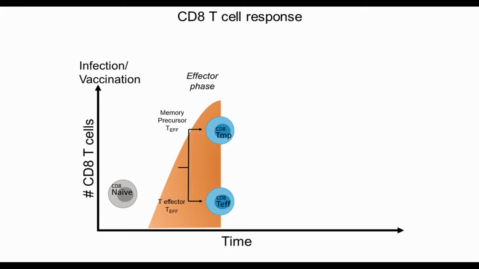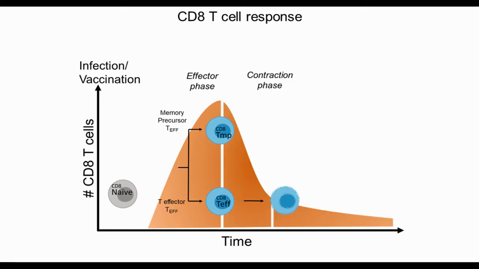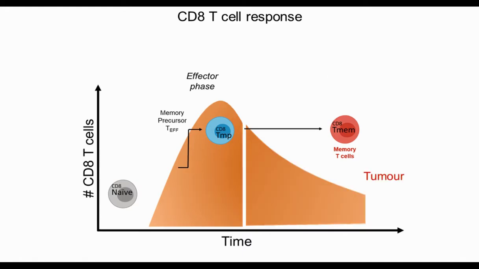Once the antigen disappears, so the infection goes away or the tumor goes away, most of these cells die. However, a fraction of these cells survive and become memory T cells. The problem with tumors is that tumors don't go away, and the antigen stays in the system. What happens is that these CD8 T cells keep recognizing the tumor and they become dysfunctional.